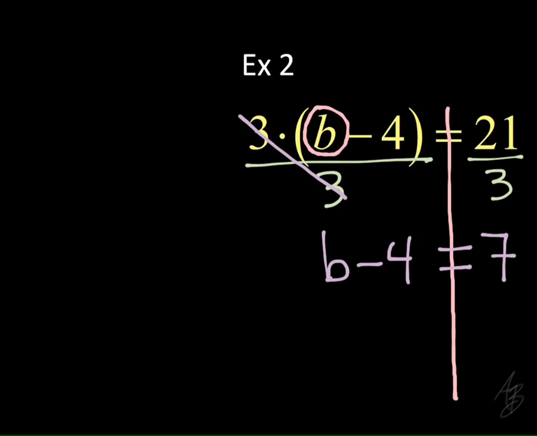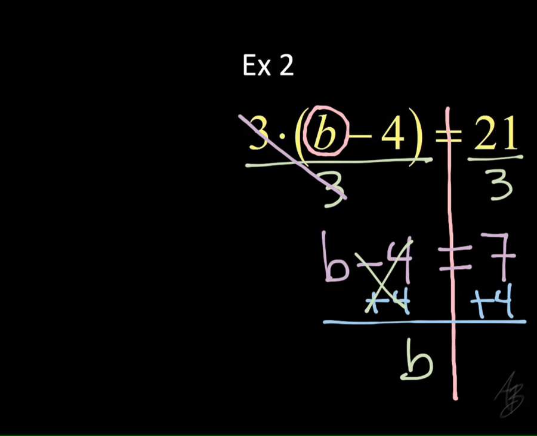We still want to get the b by itself. If you feel comfortable or if you feel like it'll help you, go ahead and circle the variable again. You don't have to, though. At this point, it's pretty easy to see what we're trying to get by itself. What'd you say, Lucas? Add 4 to cancel out the 4 there. Add 4 there. And, yep, 4's are going to cancel. What's left on the left side? B. And on the right side, we have 7 plus 4, which is 11.